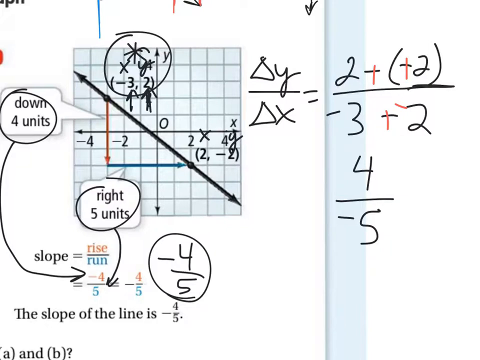You might say, well, they got negative 4/5. Well, if the negative's in a different part of the fraction, you can just move it to the other part. That's the same as negative 4/5. If you did it the other way, if you started negative 2 minus 2, you would have done 2 minus negative 3, and then you would have gotten negative 4 over 5. So it doesn't matter the order as long as you're consistent. However you start with on the y's, you have to start with the same point on your x's.